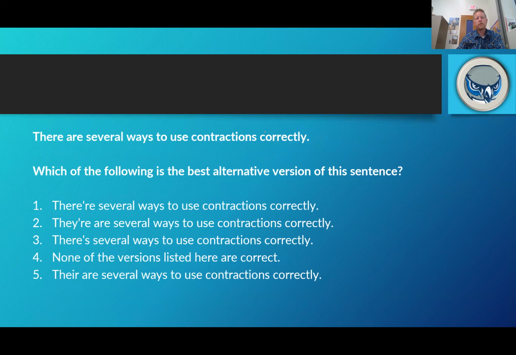Okay, next one. There are several ways to use contractions correctly. That's actually the sentence. So take a look at all of your options. Hit pause and see which one is correct. The answer is four, none of them correct. "There's", that's not even a word. "Theirs" is a possessive. "They're", meaning they are. No, they would be a pronoun referring to people. They aren't doing anything correctly in this sentence. "There is several ways." No, subject-verb agreement. "Their" is the possessive pronoun. No. So none of the versions here are listed correctly. Hope you got that one right.